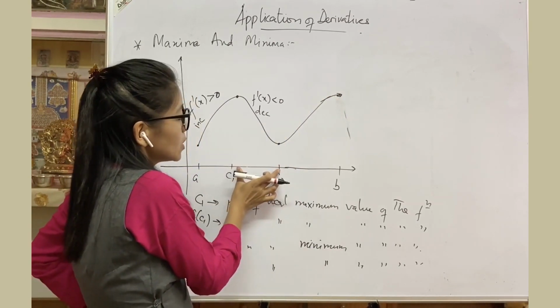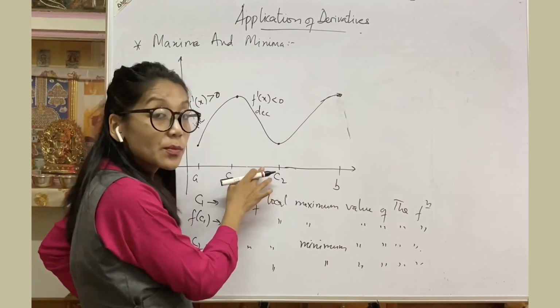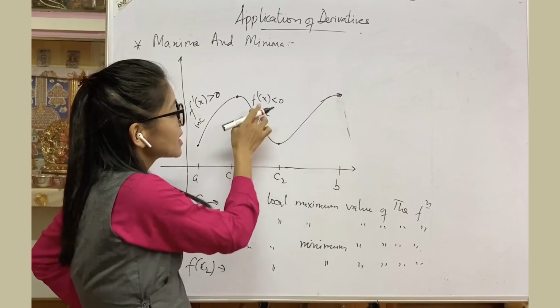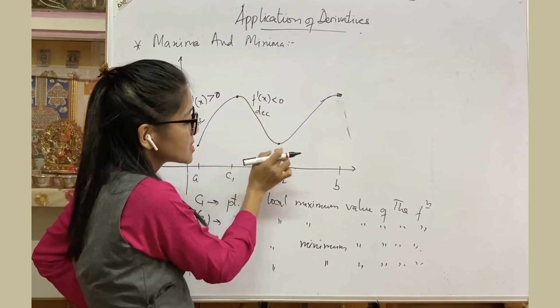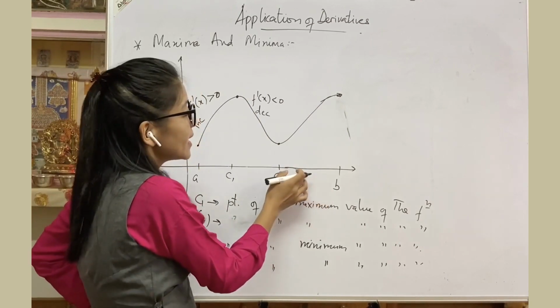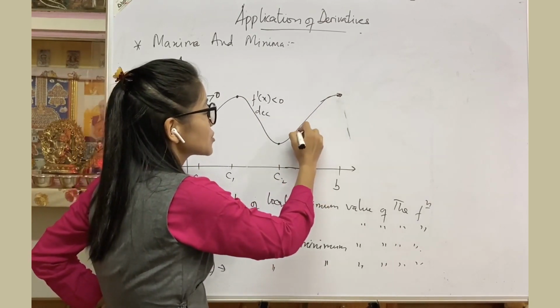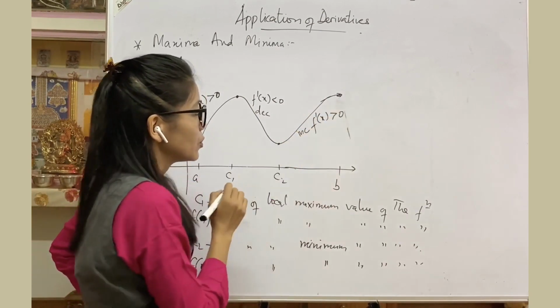So on the left hand side you take a small interval, and within that interval you take a point and check the sign of f dash x. You will see that it is negative, which means the function is decreasing. And then you take any one point from the small interval on the right and check the sign. In this interval the function is increasing, which means f dash x is greater than 0.